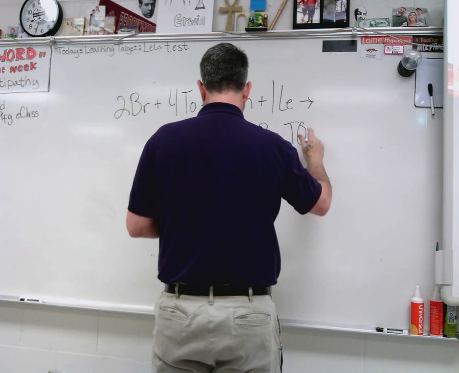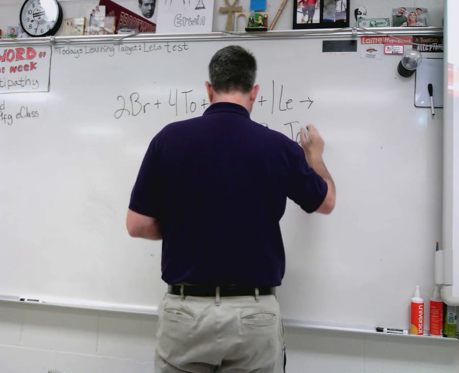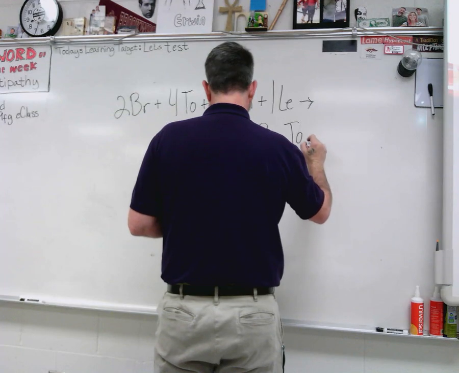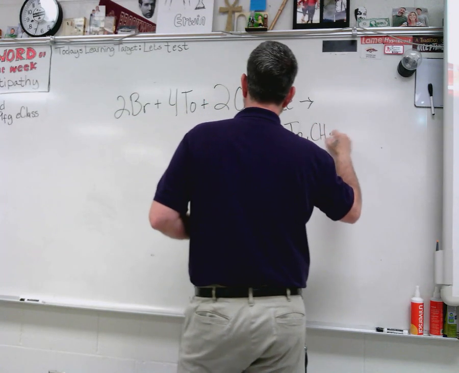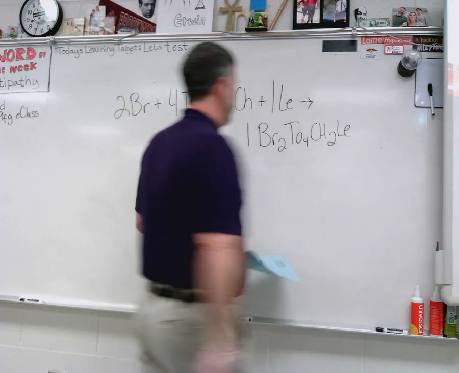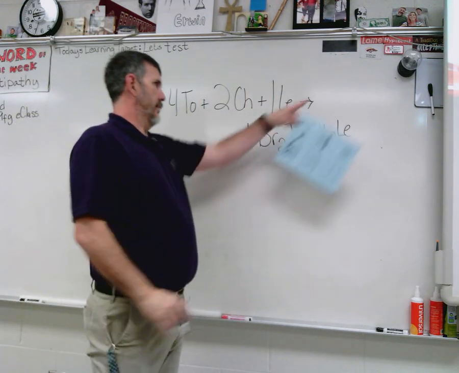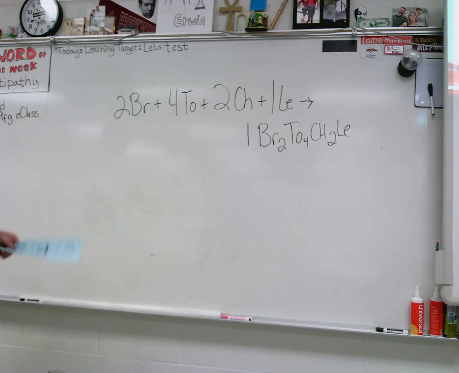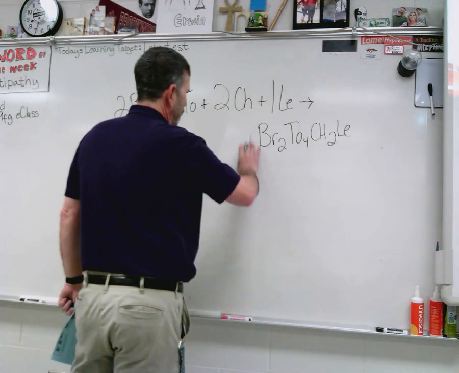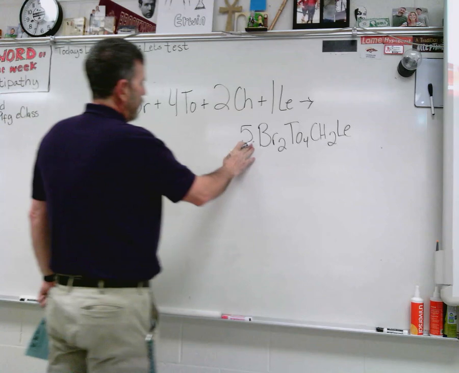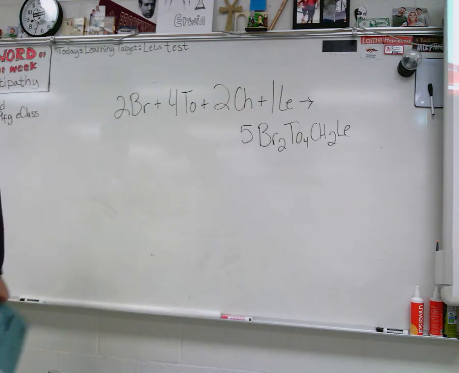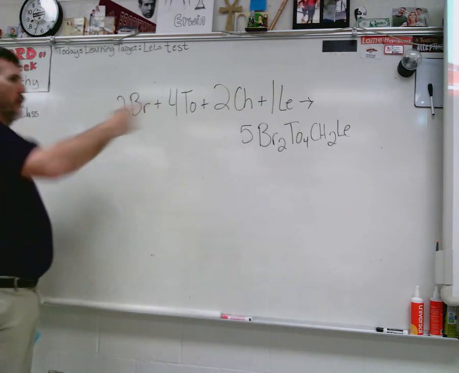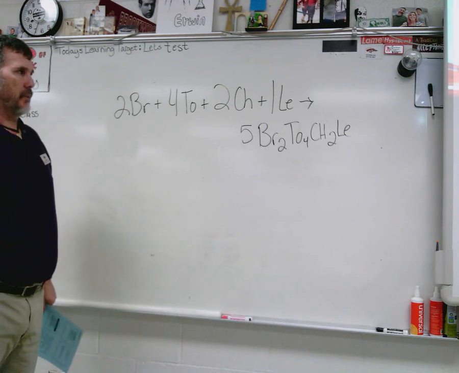Oh wait a minute, they didn't capitalize that. Let's do that. BR2TO4CH2LE, to make 1 sandwich. Sorry, I couldn't fit it all over there. But anyway, to make 1 sandwich, they give you this recipe. And then they ask you, what if I wanted to make 5 sandwiches? So all you're doing is upping this to 5, right? In order to make this all true, I just have to multiply all the coefficients by 5.